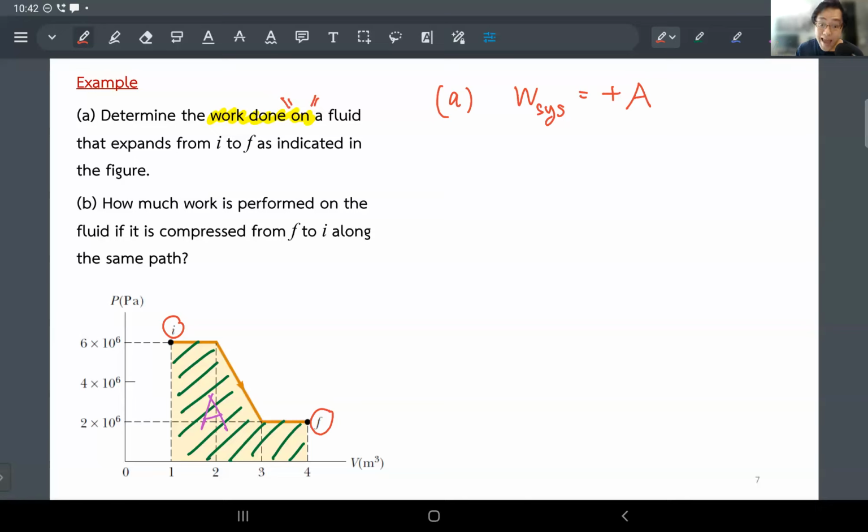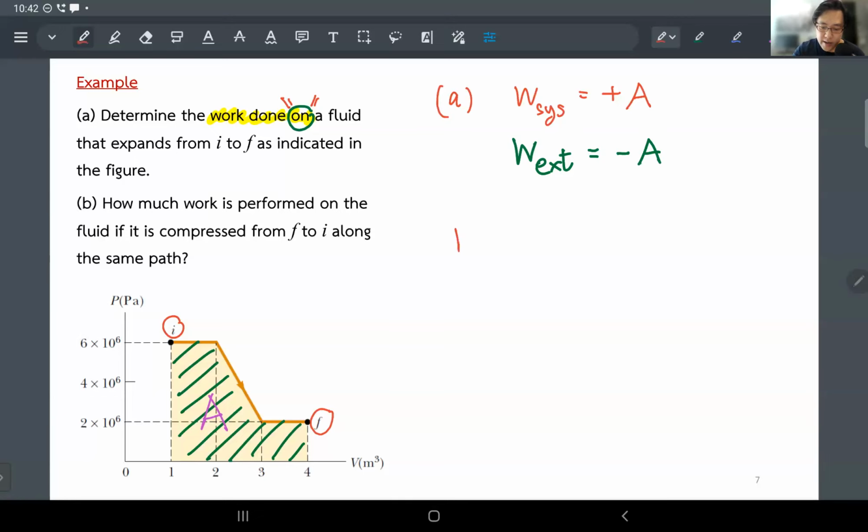But then this question is asking you the work done on. So this means they are asking you the work done by the external force, or whatever external agent, by the environment, whatever. So my answer in part A is going to be negative A. And that is done. You can figure out the area under the curve yourself. Okay, that is fine. But you got what I'm saying over here? Okay, this is good.